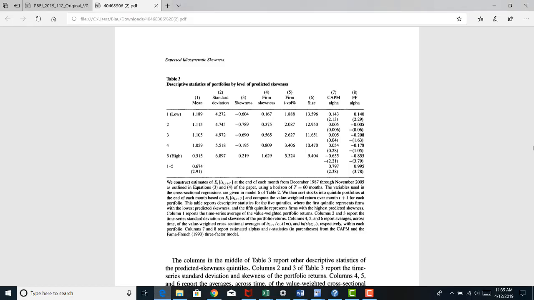Let me show you this. This is a table from a paper written by Boyer, Mitton, and Vorkink in 2010 that basically calculates skewness today, this month, and then examines returns next month. So the question is, do preferences for skewness by the majority of investors create excess demand that causes price premiums? That is, does the excess demand by people that prefer skewness increase the price above what it should be, and subsequently these stocks underperform? Just look right here.